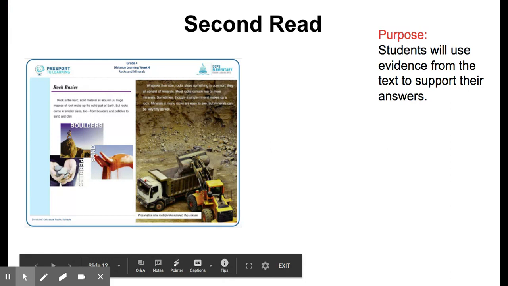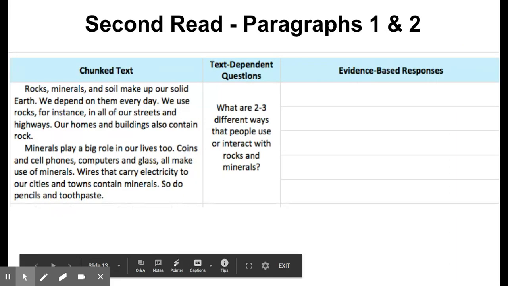All right, for our second read, we're now going to focus on finding evidence from the text to support our answers as I go through each of the paragraphs. Here are paragraphs 1 and 2 chunked. Again, I will be modeling how to read this and thinking aloud while we also answer text-dependent questions.